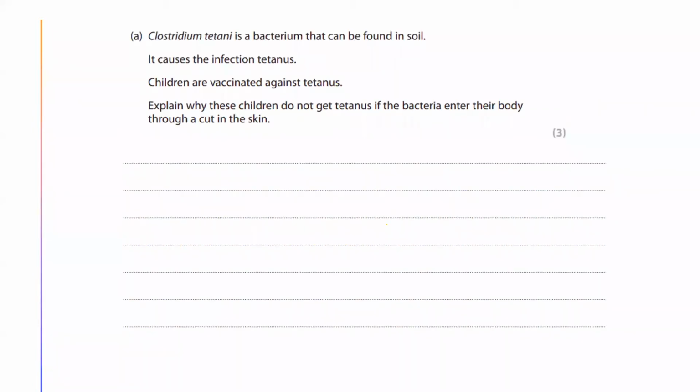Clostridium tetani is a bacterium that can be found in soil. It causes the infection tetanus. You've probably heard of that. Children are vaccinated against tetanus. Explain why these children do not get tetanus if the bacteria enters the body through a cut in the skin. So it's how vaccination works. That's how all vaccinations work.